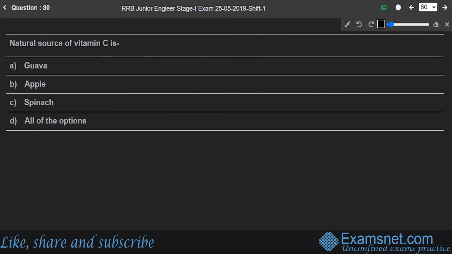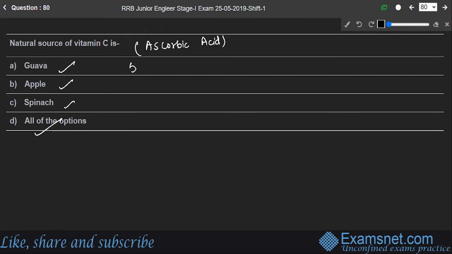Natural source of vitamin C is guava, apple, spinach, or all these options. The answer is all of these options. D option is the right answer. Vitamin C, also known as ascorbic acid, is naturally derived from guava, apple, and spinach.